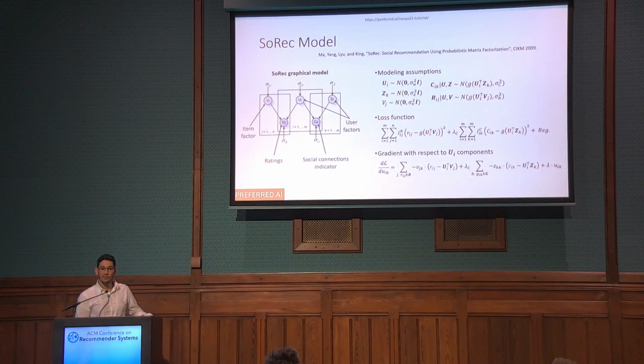Now, of course, you can consider any model to learn user representations from ratings and social network. You don't have to use matrix factorization. In this particular case, we are using the same model to learn from both data.